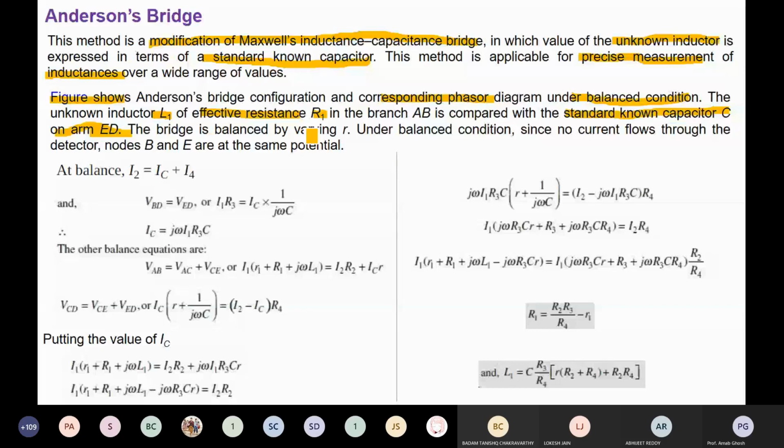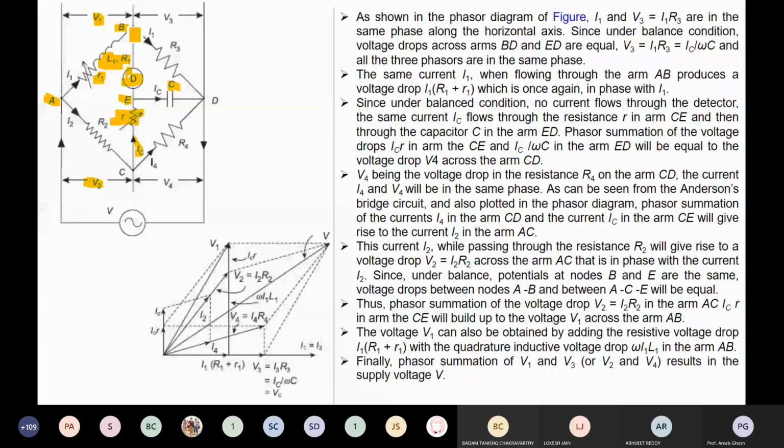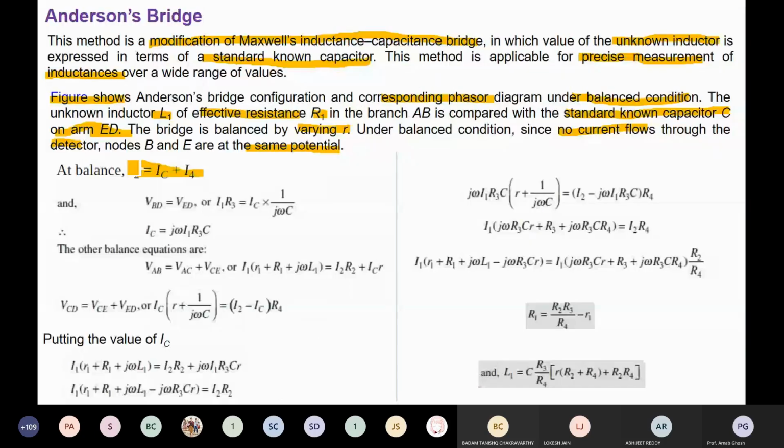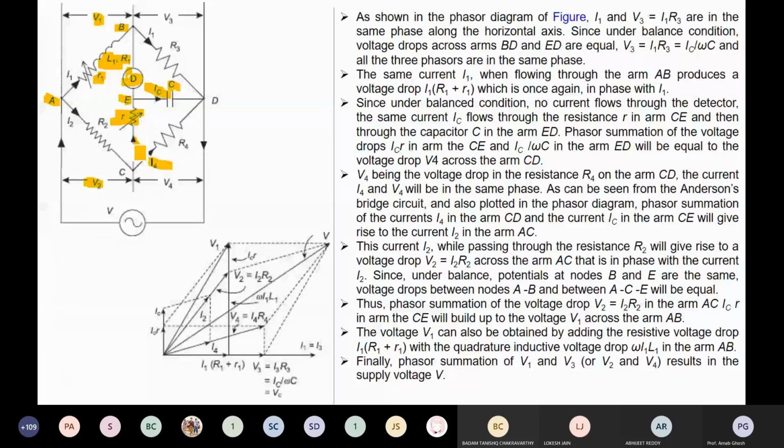So at balance condition, what happens? As I have told you, V1 will be V2 plus IC into R, or in the form of current, at balance condition I2 equals IC plus I4. The same current IC and I4 will be flowing. There will be no current through this path, that's why this path is not considered. Only resistance R and capacitance C are considered in series. So at balance condition, I2 will be the same as IC plus I4.